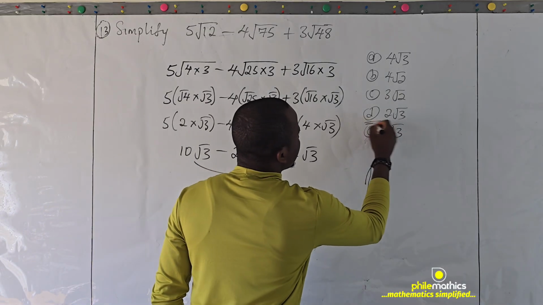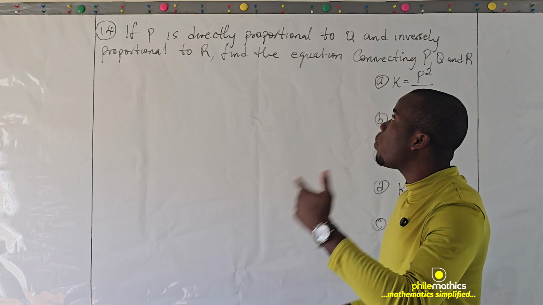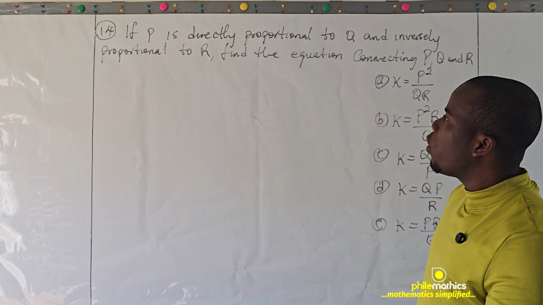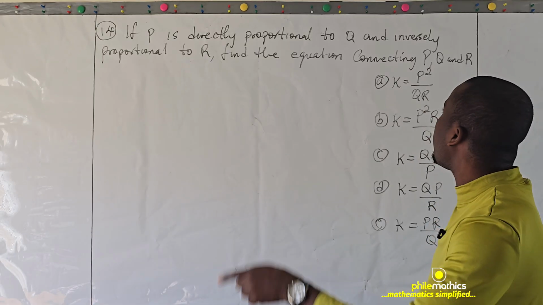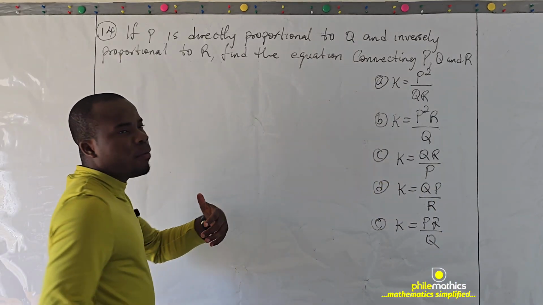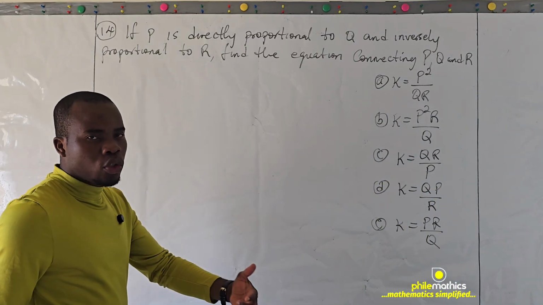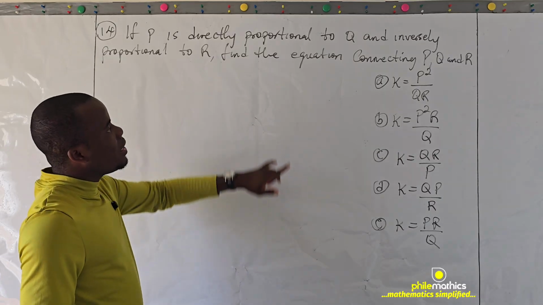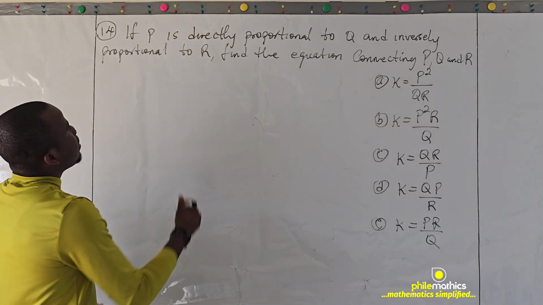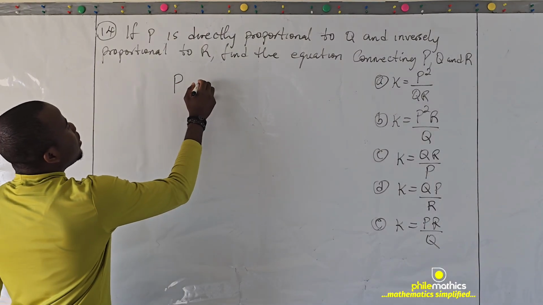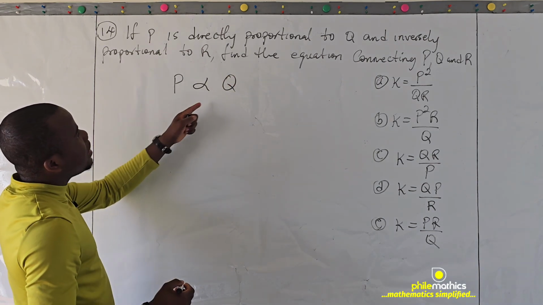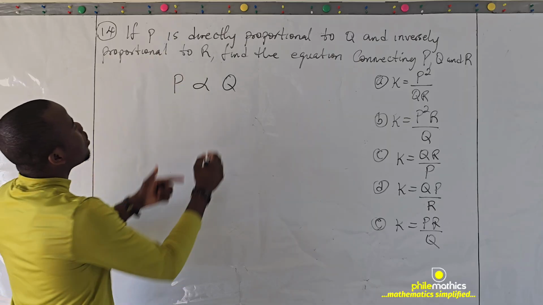And that's D. If P is directly proportional to Q and inversely proportional to R, find the equation connecting P, Q, and R. We saw in the previous question how we have direct proportion, inverse proportion, and joint proportion. This is a typical example of what a joint proportion is. And so let's try it. P is directly proportional to Q. This is how we write it. And then it is now inversely proportional to R.